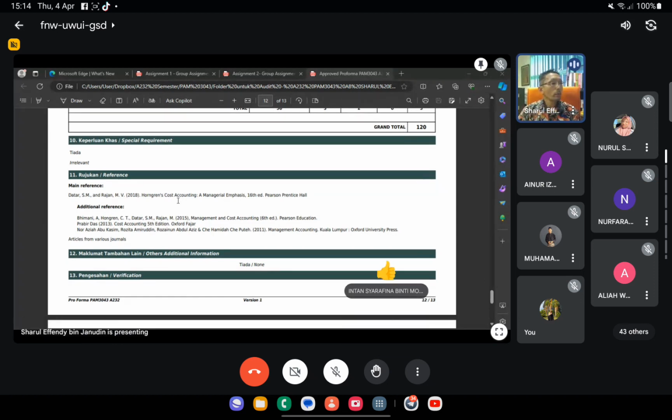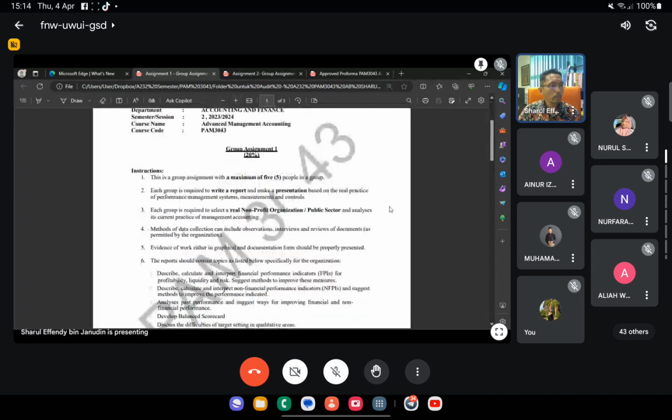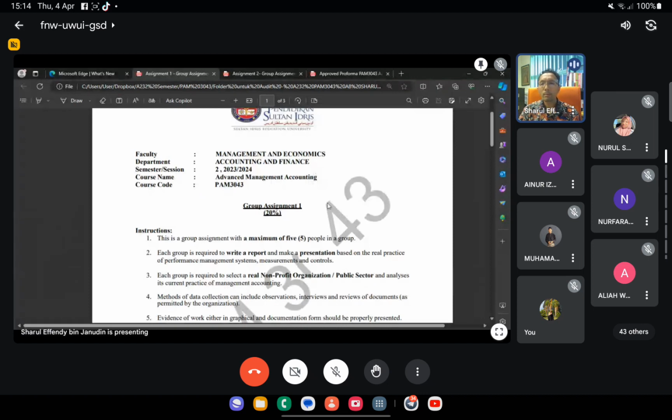Then we move into our group assignment 1. You have to form a group, maximum 5, minimum 4, 4 to 5. So your first group assignment actually is a written assignment.